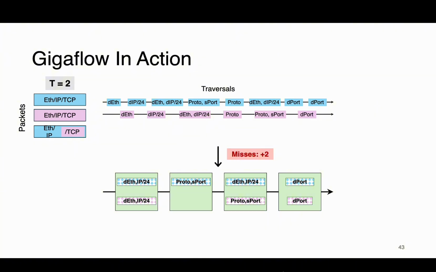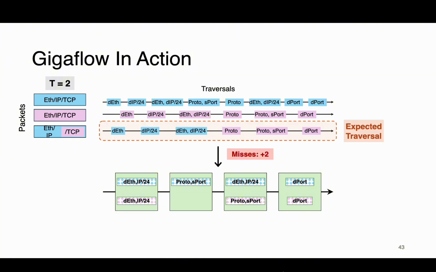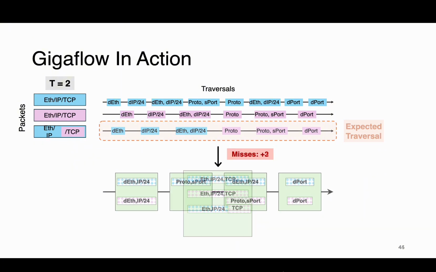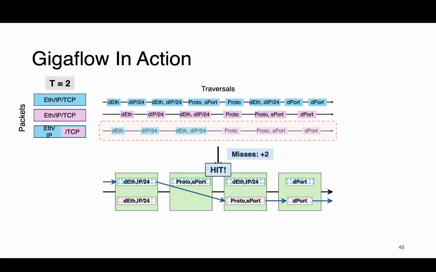At time t equals 2, a third packet arrives. If this packet were to miss the cache, then this is what the expected traversal in the vSwitch pipeline would look like. In fact, if we were still using a single table Megaflow cache, this would invoke a third miss and another lookup in the vSwitch pipeline. This is because single table caches capture traversals, and every unique traversal requires a vSwitch lookup and subsequent cache entry installation. But because we are working with multi-table caches and these entries set up in the SmartNIC, we're able to get a hit from the previously unseen packet.